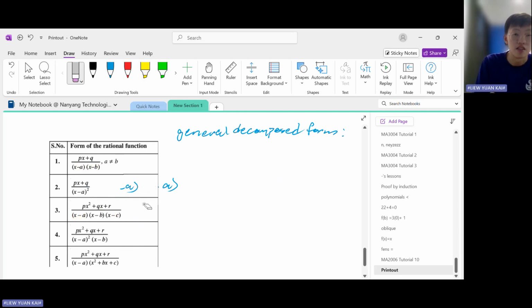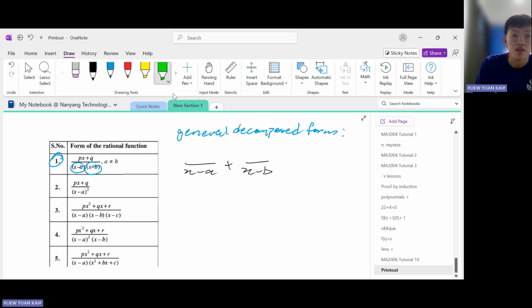So what you need to do is write out the factors as separate denominators first. In the first question, what are the factors? This one and this one, x minus a and x minus b. So you write them out separately first, x minus a plus x minus b.